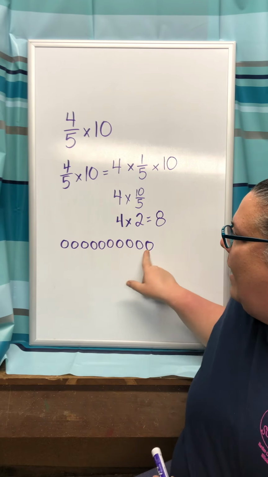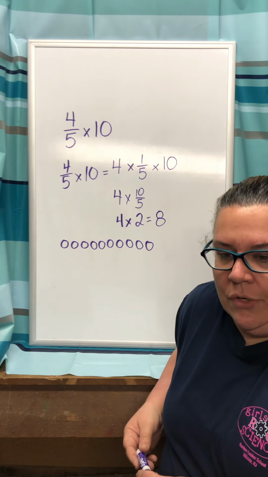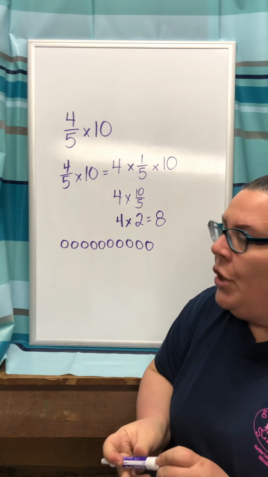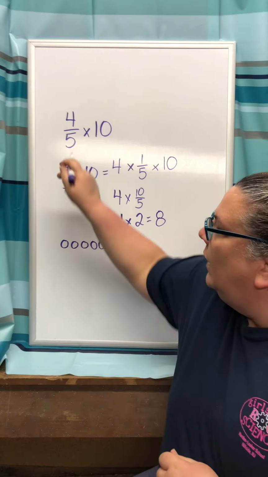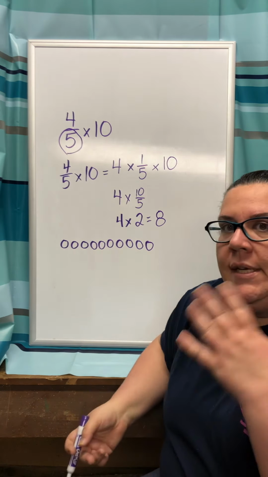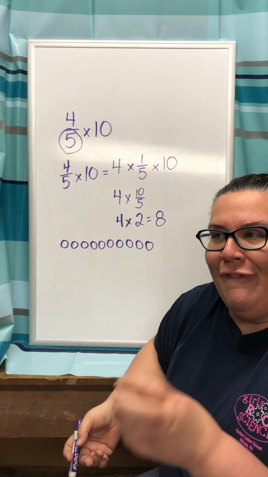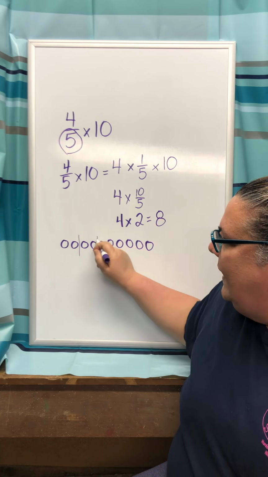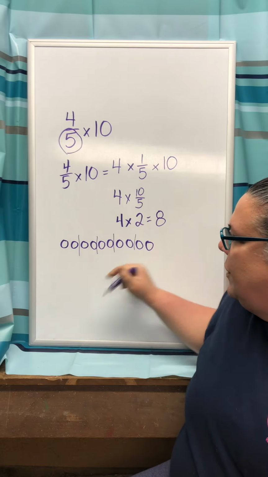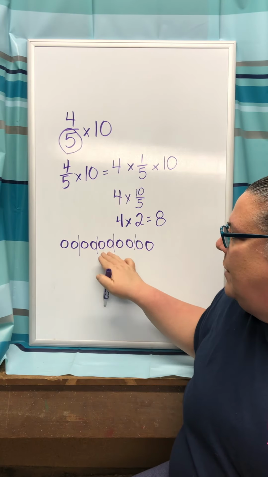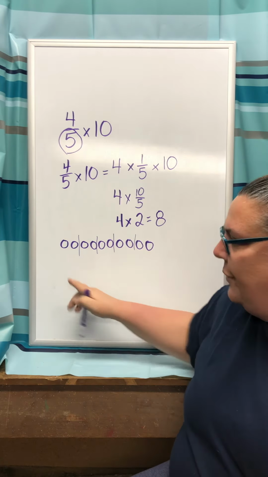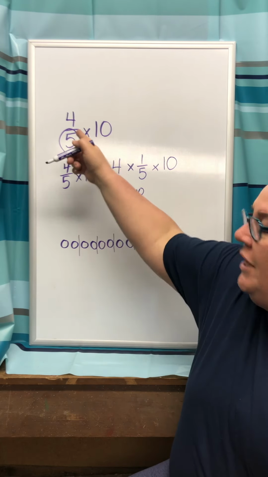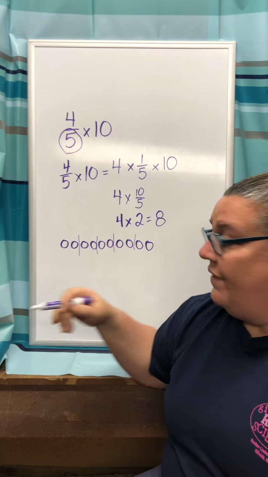So here's my model. I have 10 circles there, and we're doing 4/5 of the 10. Just like the solve and share, my denominator of 5 tells me that I need 5 full groups. So 5/5 would be the whole. If I have 10, I need to make 5 equal groups. So a group of 2, a group of 2, a group of 2, a group of 2, and a group of 2. 1/5, 2/5, 3/5, 4/5, 5/5. She needs to use 4 of the fifths.